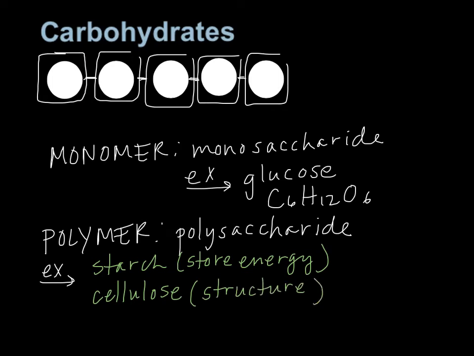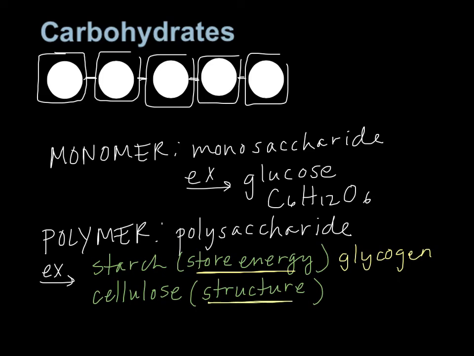Now, animals also need to store energy and to build stuff, so they have different polymers that they use to do that. I'll do this in yellow. To store energy, animals are going to use a polymer called glycogen. We all have glycogen in our liver, which is the storage of glucose reserves. When we need energy, we go to our glycogen reserves in our liver and get the energy from there.